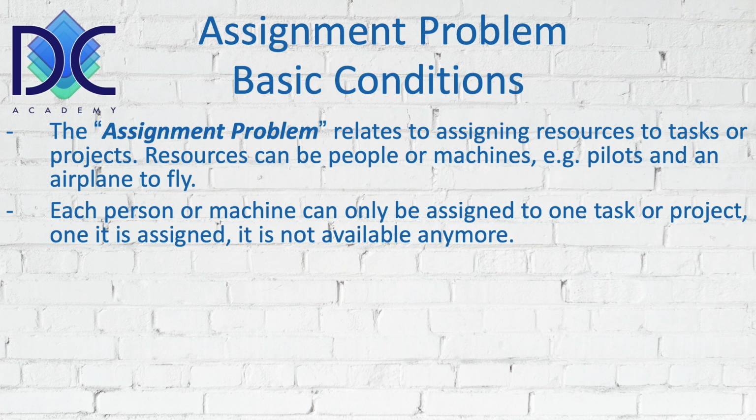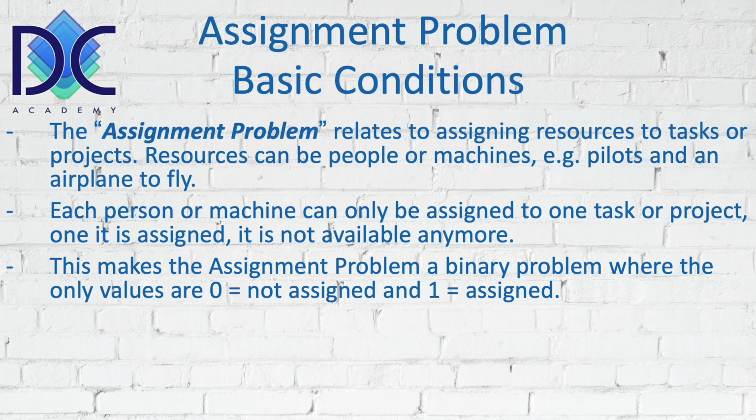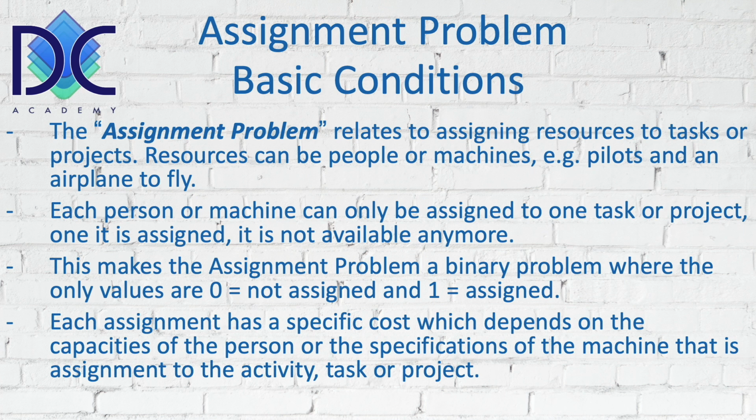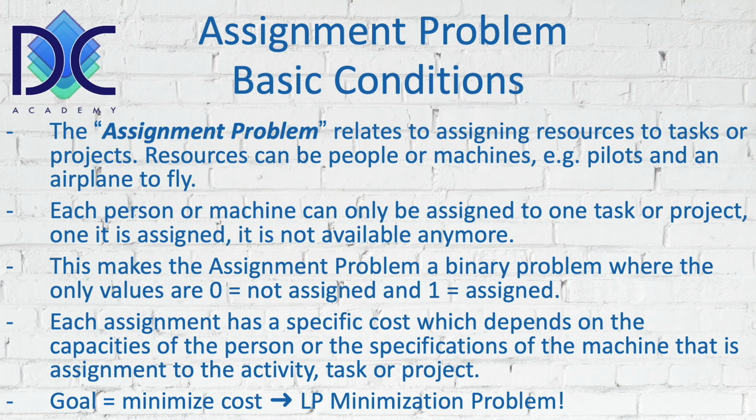Now, we also know that a resource can only be assigned once to a task or a project, which also means that we have a binary problem. So we also have an indication either 0 or 1. That's not the case in the transportation problem, but in the assignment problem, it is like this. We can only assign one resource to one activity once. Now, the cost of the assignments also has to be known because we have to calculate the cost. And the problem that we finally end up with is, in fact, a linear programming minimization problem.